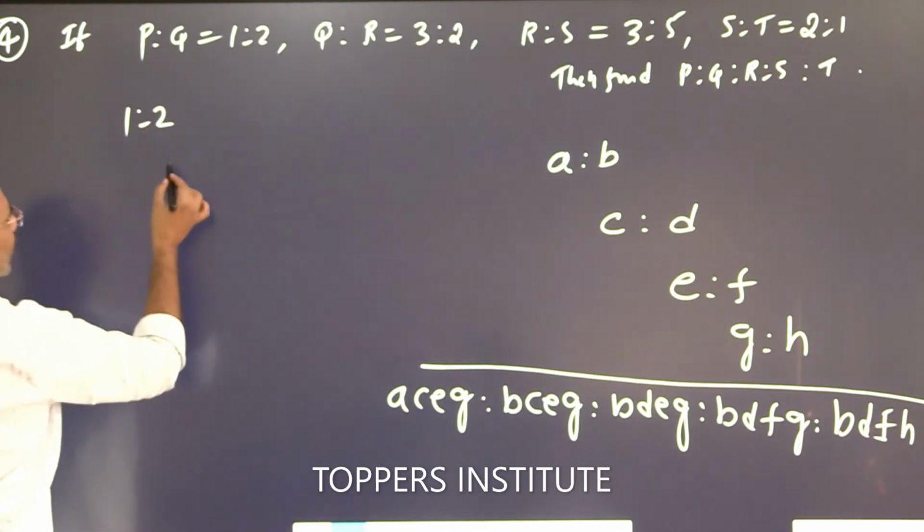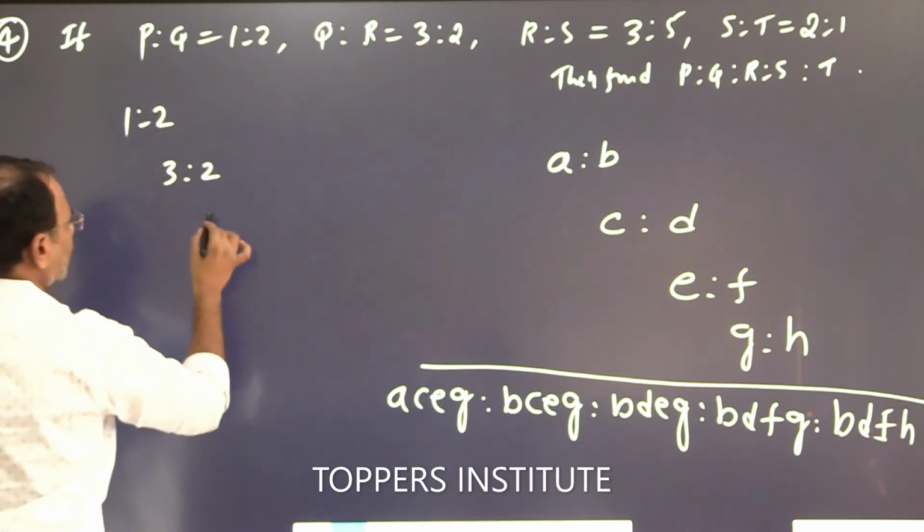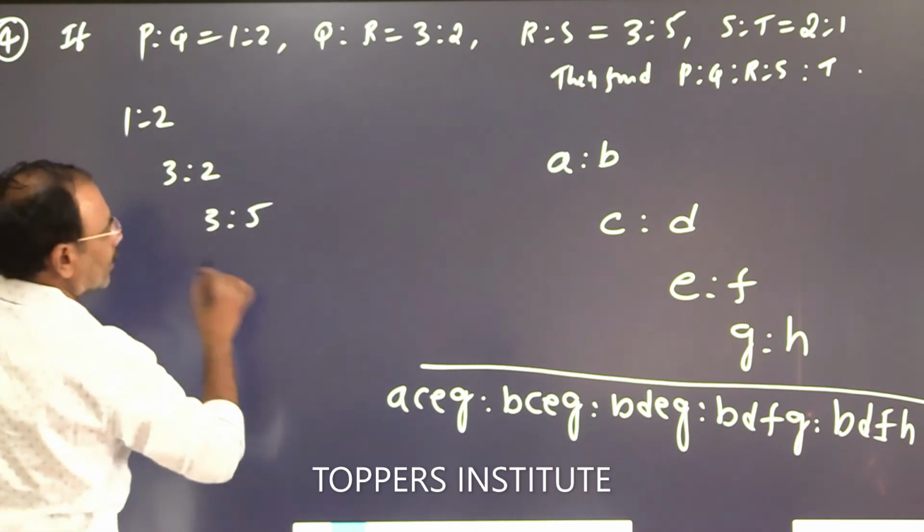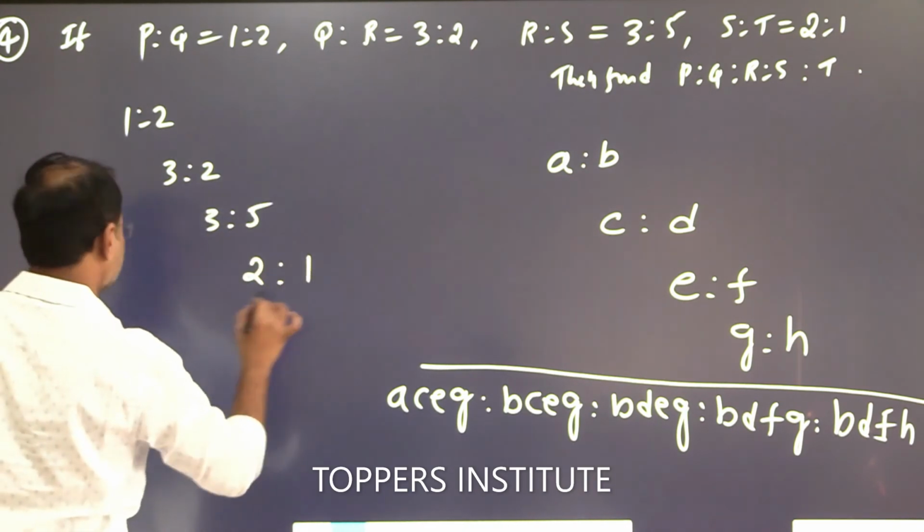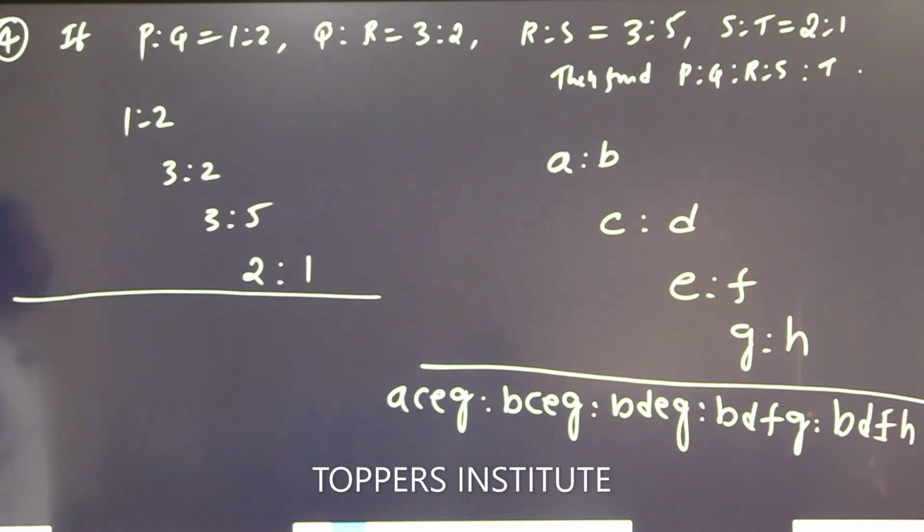Let us look at the question. 1:2, 3:2, 3:5, 2:1. Then what is the first term?